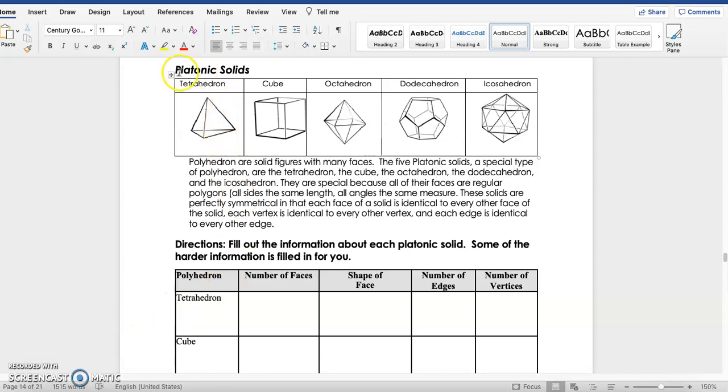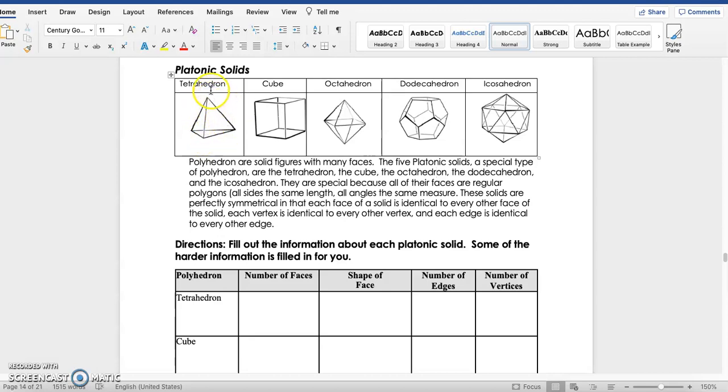For this lesson, we're going to learn about something called the Platonic solids. And if you look at this page, there's 5 different 3D shapes at the top. What makes the Platonic solids special versus just any other shape is all of their faces, all of their sides are the same size for all of these 5 shapes. And also, the way the angles meet up is the same, and the length of the edges is the same.